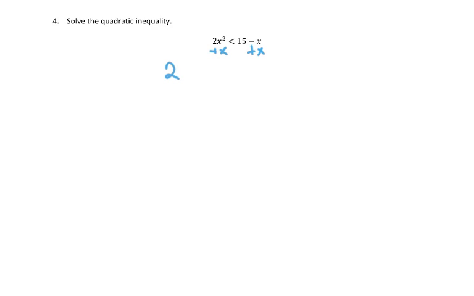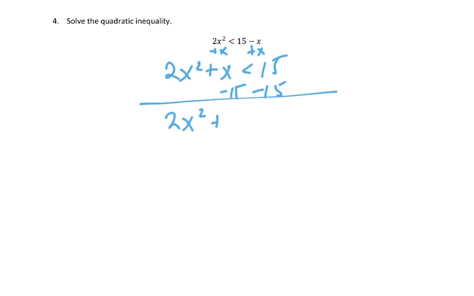So we get 2x squared plus x is less than 15. I'm going to subtract 15 from both sides, and we end up getting 2x squared plus x minus 15 is less than 0. Now, our leading coefficient on this one is positive, so our parabola is going to be facing upwards.